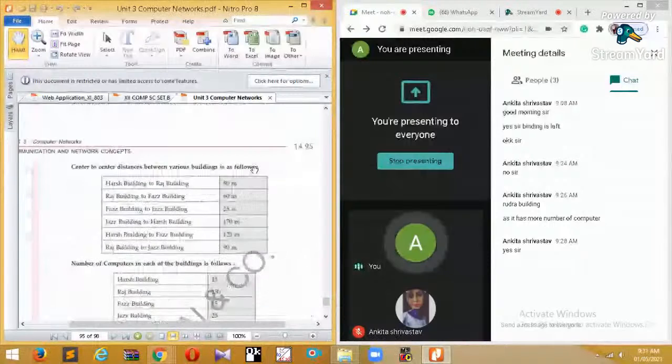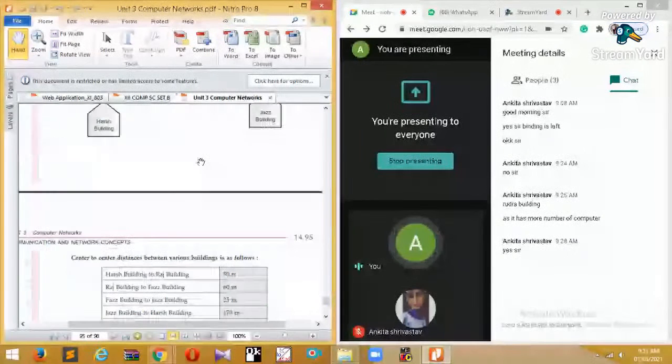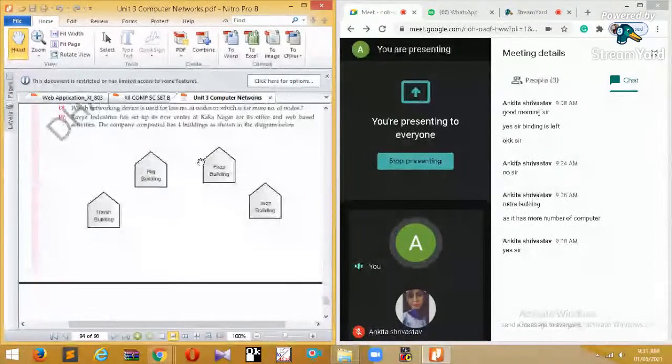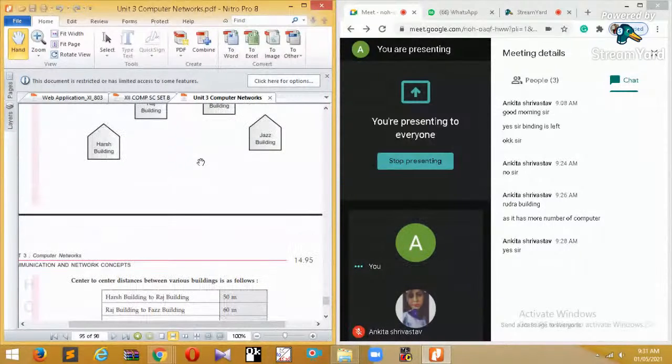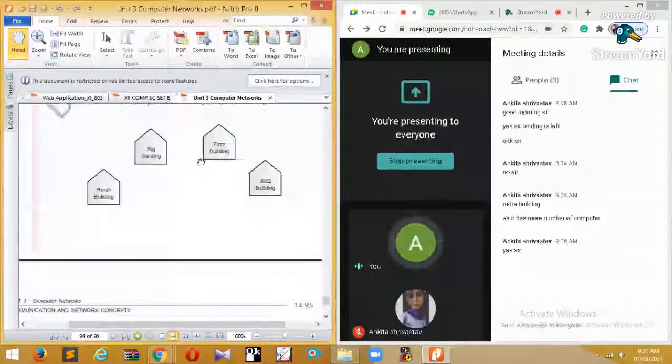Suggest the cable layout for connection between the buildings. Can you suggest what could be the simple layout? From which building to which building can we connect, so that every position will be connected very easily? Just tell your answer. Try to write it down, because we are practicing the revision part, so just quickly try to answer.